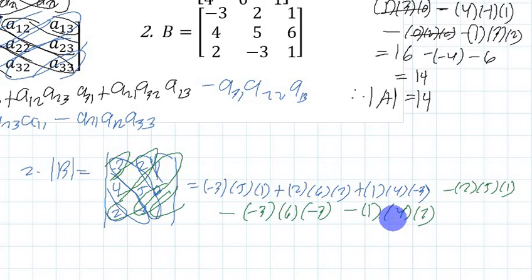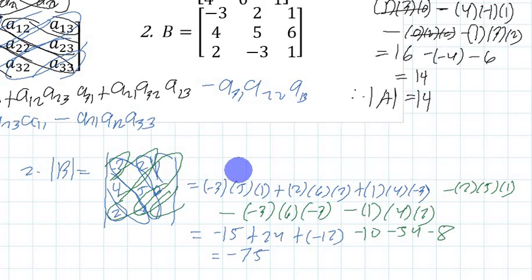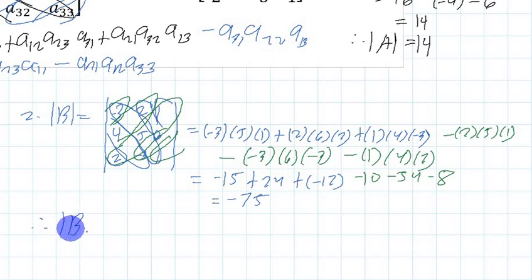No zero, so we cannot cancel anything. What we will have here is negative 15 plus 24 plus negative 12, minus 10, minus 54, minus 8. And this will give us a total of negative 75. Therefore, the determinant of B is negative 75. And that is the alternative method of finding the determinant of a 3 by 3 matrix.